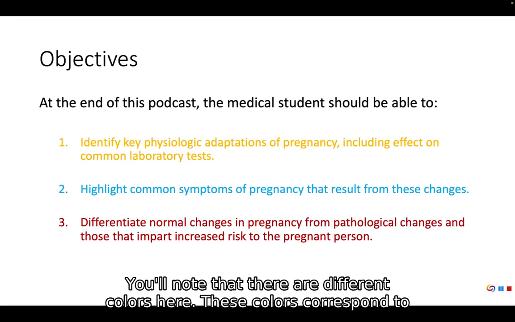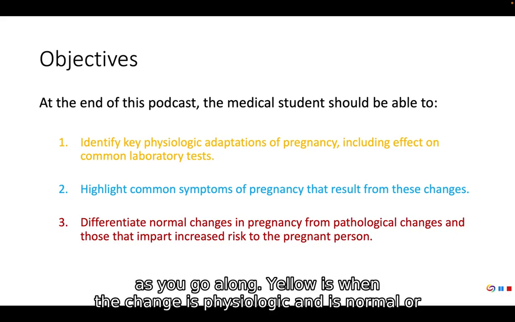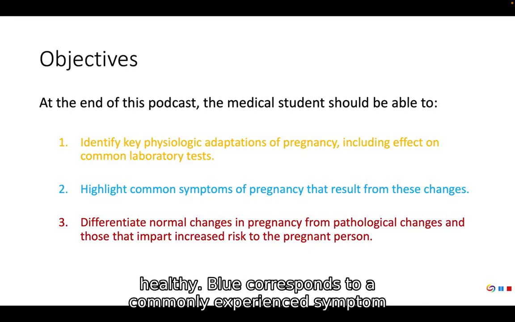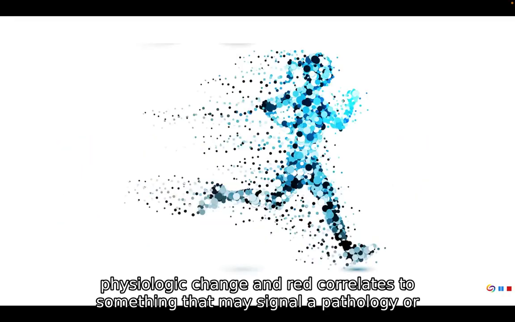You'll note that there are different colors here. These colors correspond to where these objectives are highlighted in the podcast. It'll make more sense as you go along. Yellow is when the change is physiologic and is normal or healthy. Blue corresponds to a commonly experienced symptom related to that physiologic change, and red correlates to something that may signal a pathology or impart increased risk.